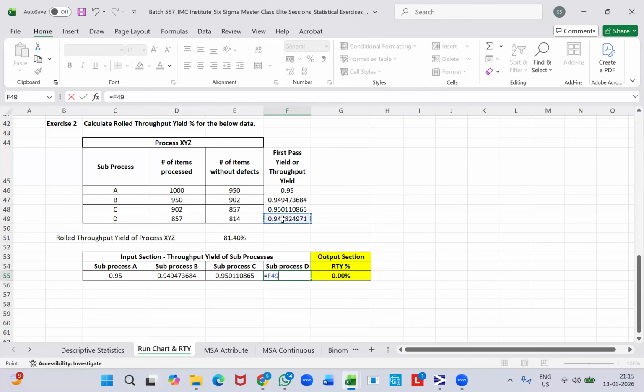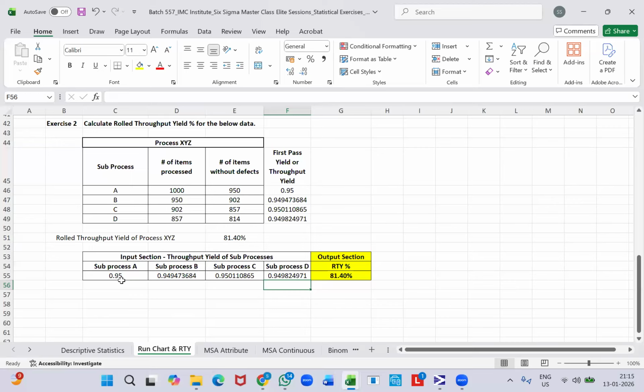Sub-process T, right? So you get the RTY as a percentage value straight away. So you don't have to really convert the decimal RTY value in terms of percentage. Only thing is, when you input the throughput yield values, please do not enter it as a percentage value, enter it as a decimal value. So 87% will be written as 0.87. 89% will be 0.89, 92% will be 0.92.